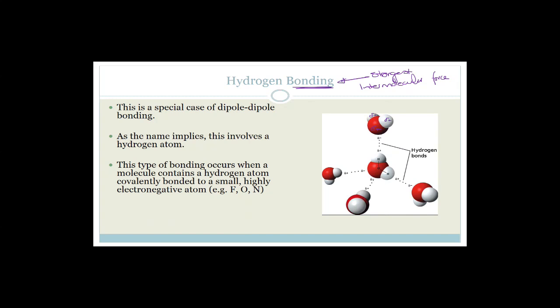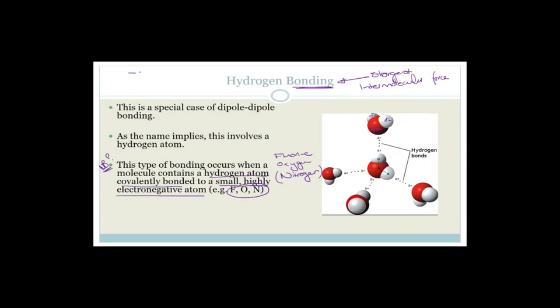So this type of bonding occurs between, and listen, you need to learn this because they like to ask it. This is between a hydrogen atom covalently bonded to a small, highly electronegative atom. And the only ones you need to worry about are fluorine, oxygen, and nitrogen. And the cool thing is that, okay, fluorine admittedly is in your haloalkanes, but you don't have to worry about amides and amines, so you don't have to worry about nitrogen in organic chemistry.